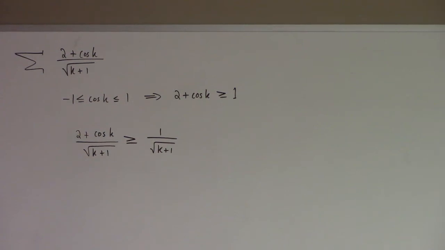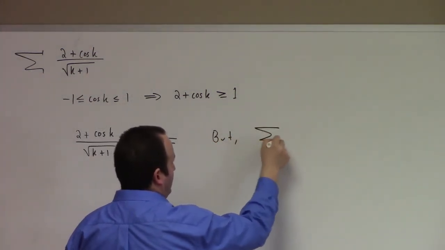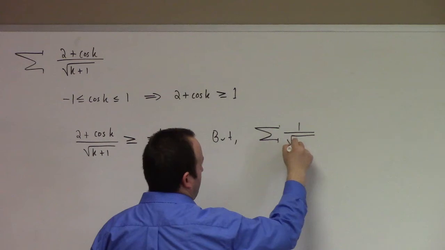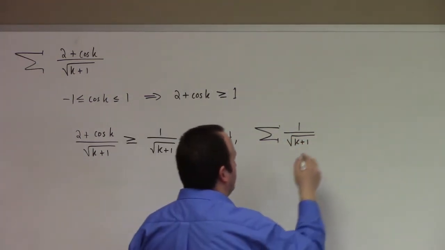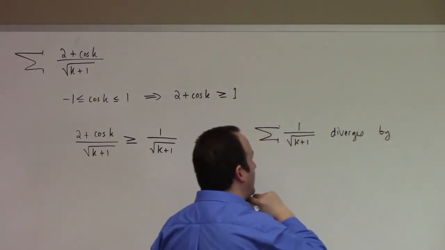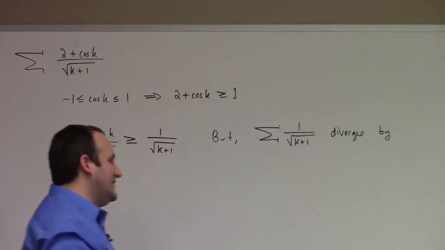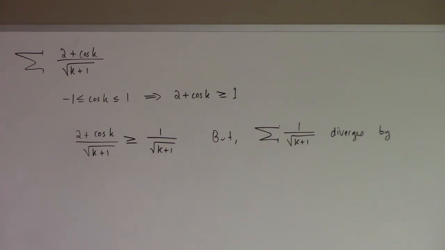That's basically the p equals 1/2 series. Now, the sum of 1 over the square root of k plus 1 diverges. Well, that's the question: by what? How do you know that diverges? I should say what you want us to say: this diverges by the p-series test. Yeah, we have to argue why that is divergent.